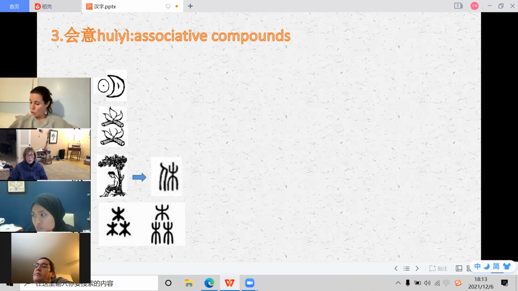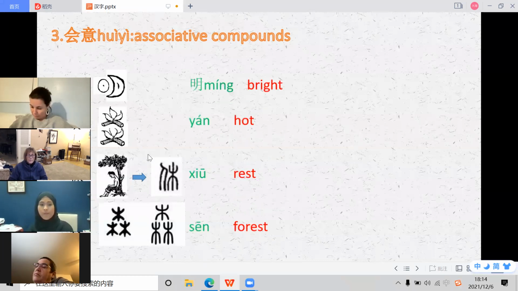And then there is the tree, right? The tree, and more than a tree, so many trees. What's this? Forest. Yeah. So these are the associative compounds.